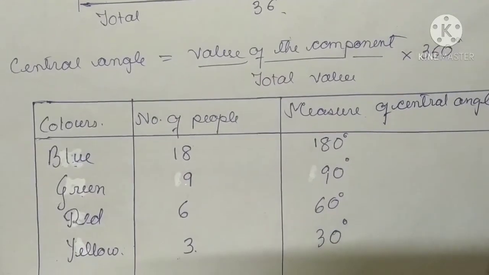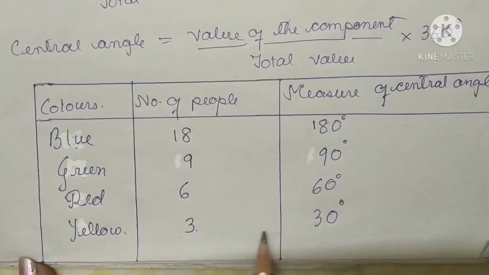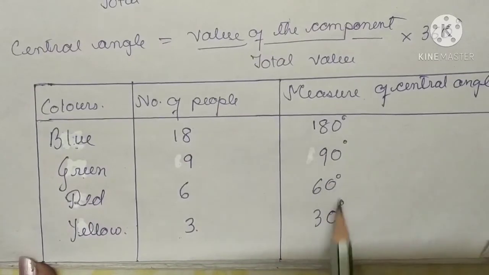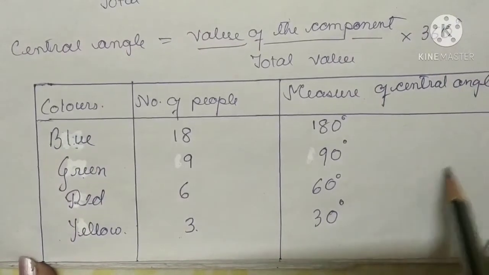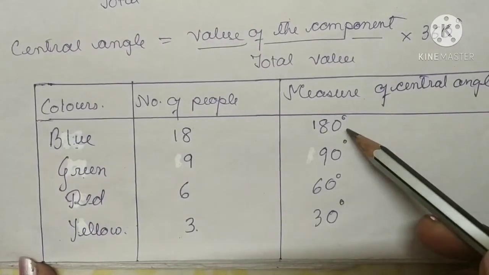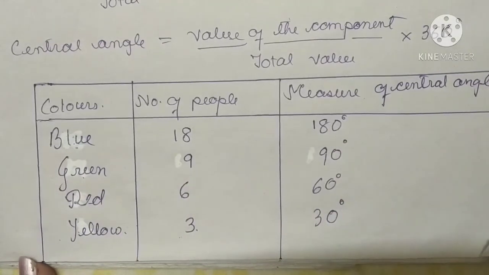Now in order to check whether your calculation is correct or not, you can do one thing. After finding the measure of the central angle for each of the components, you just add all of them. All these central angles should add up to 360 degrees only, because 360 degrees is the total angle in the circle. So add it up: 180 plus 90 plus 60 plus 30. It came out to be 360 degrees.